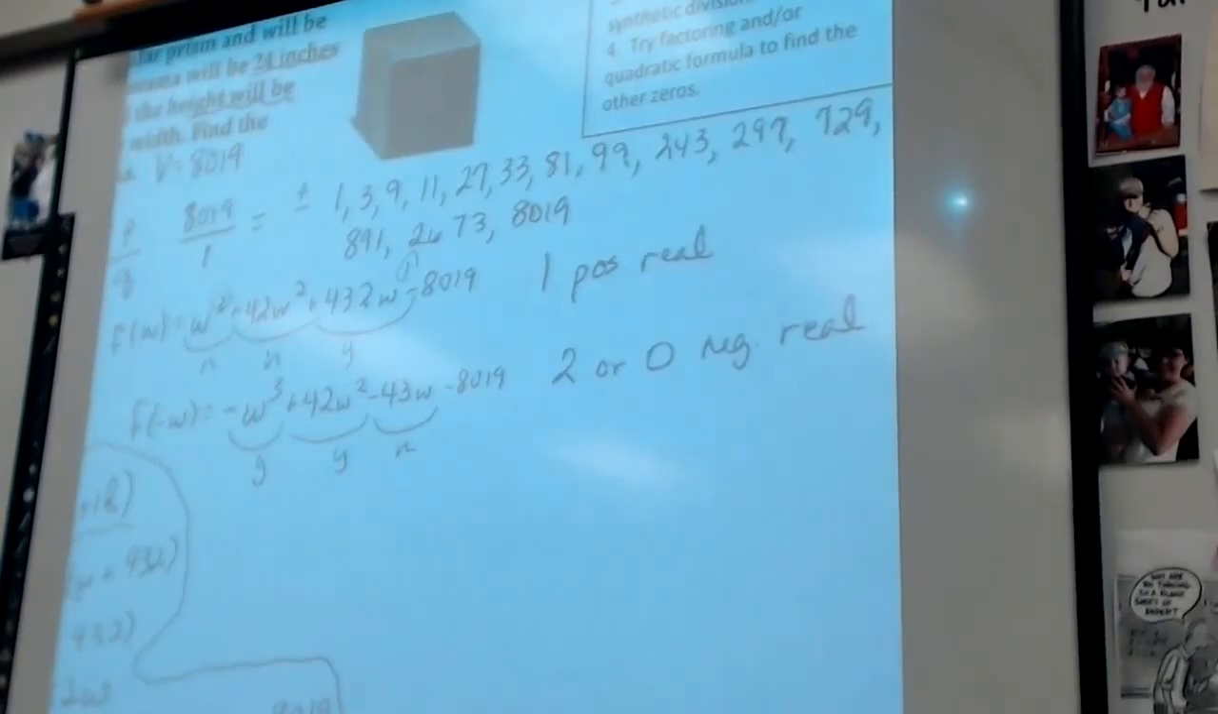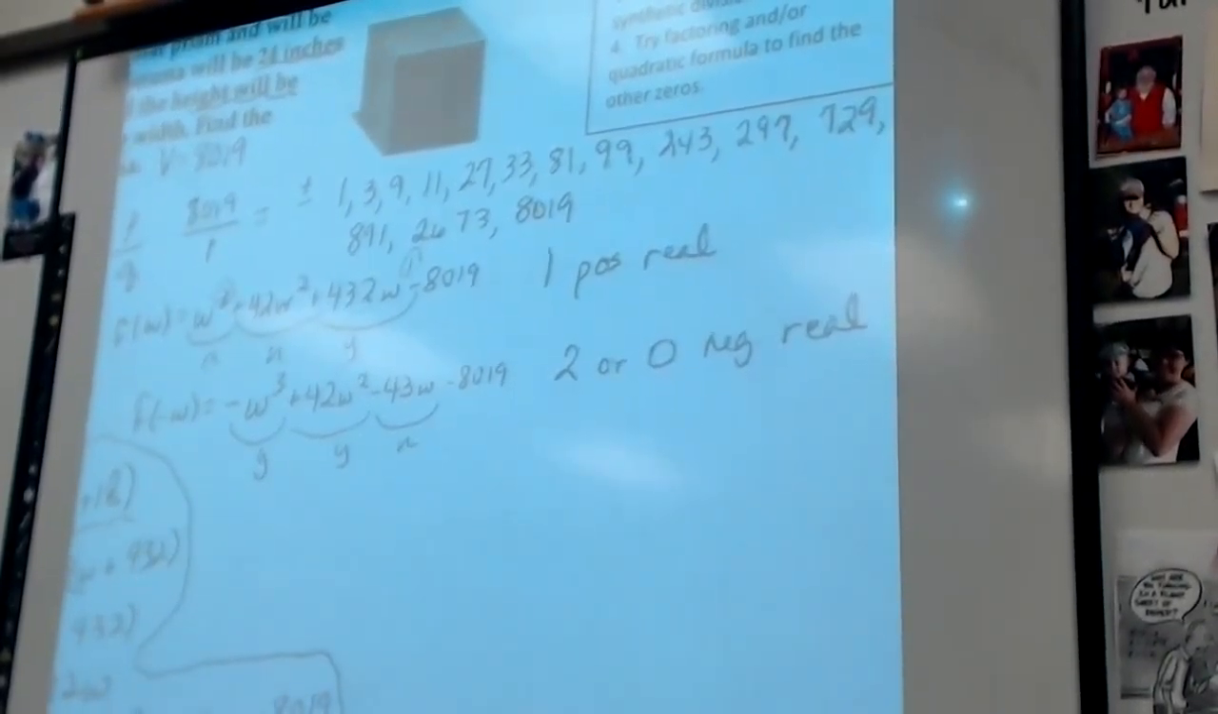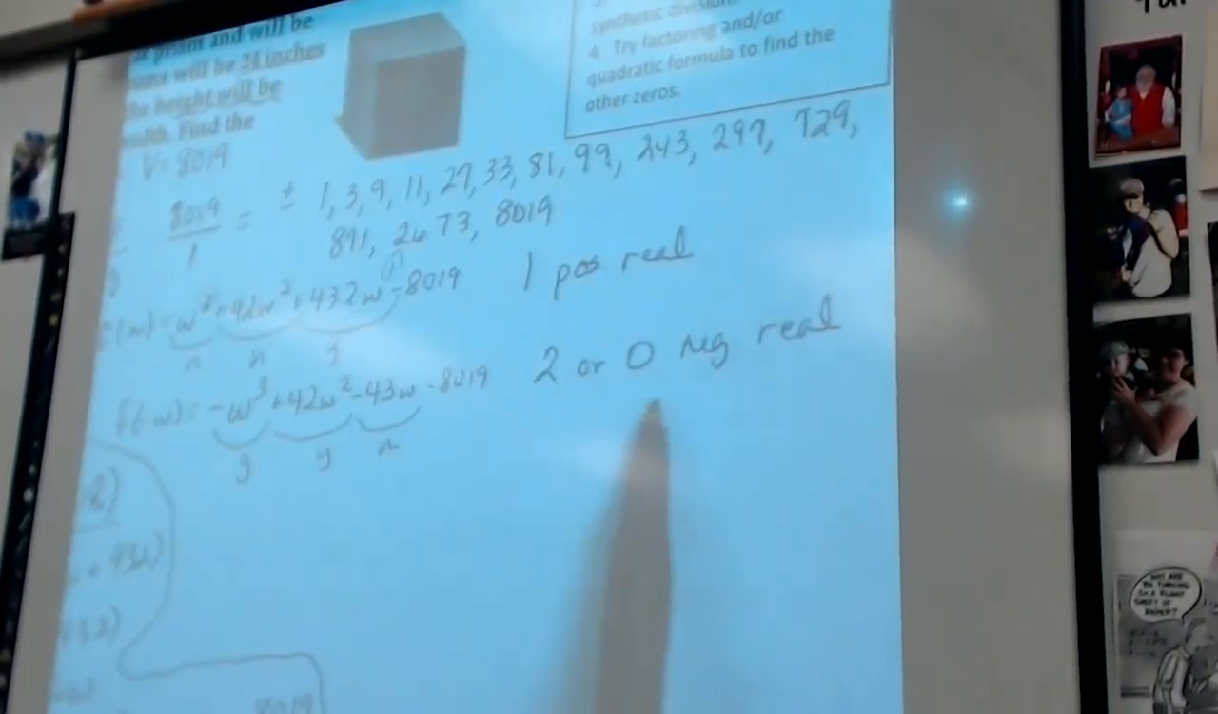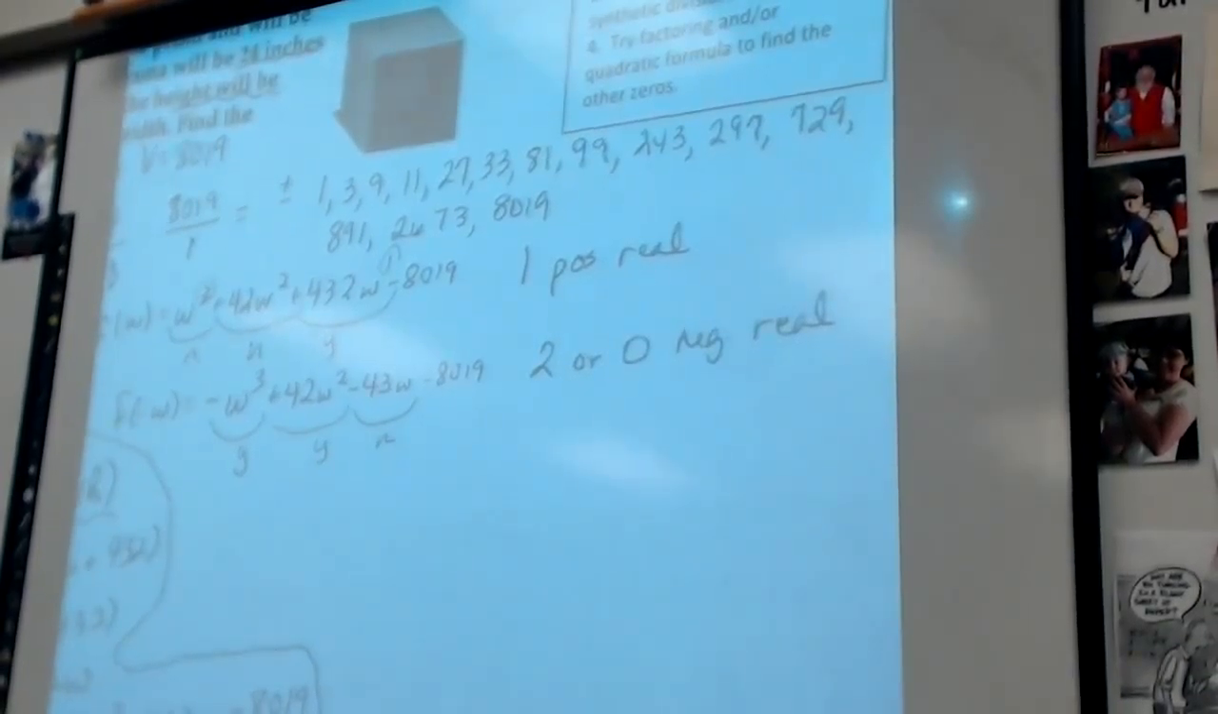Only the positive, right? Any negatives we would throw out because you're not going to have a negative width. And any complex or imaginary we're going to throw out. So all we're really interested in are the positives anyway for this problem. And since I know that there is one positive real, I wanted to start doing my synthetic division with positives. There might be 2 negatives, but there might not be any. So like I said, I'm not really worried about the negatives on here.